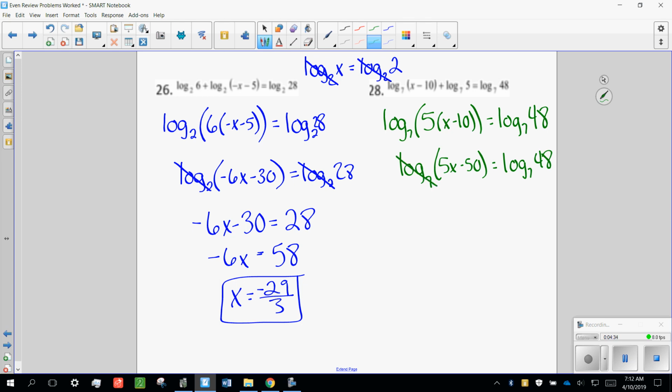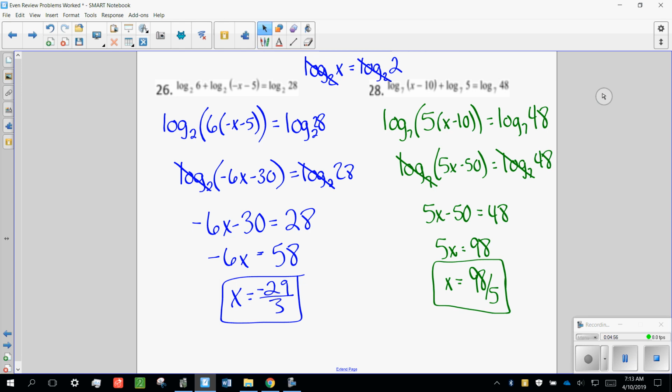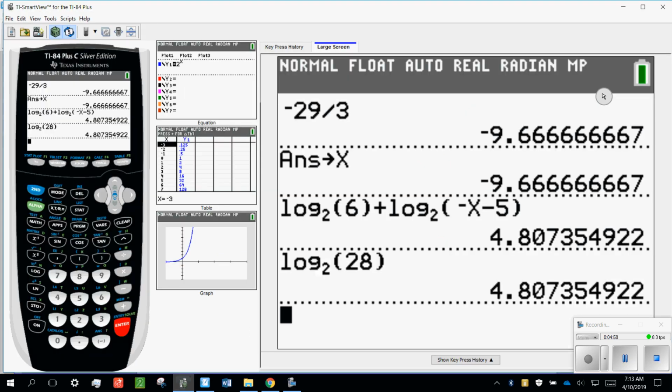So log base 7, we know that the arguments inside those logs must be equal to each other. So we get that 5x must equal 98. So x is 98 over 5, which I don't think can be simplified. And I'll go check that, and then this video will be done.